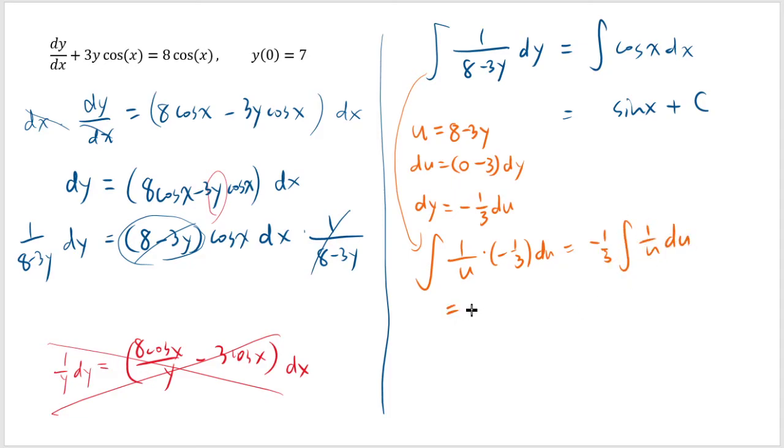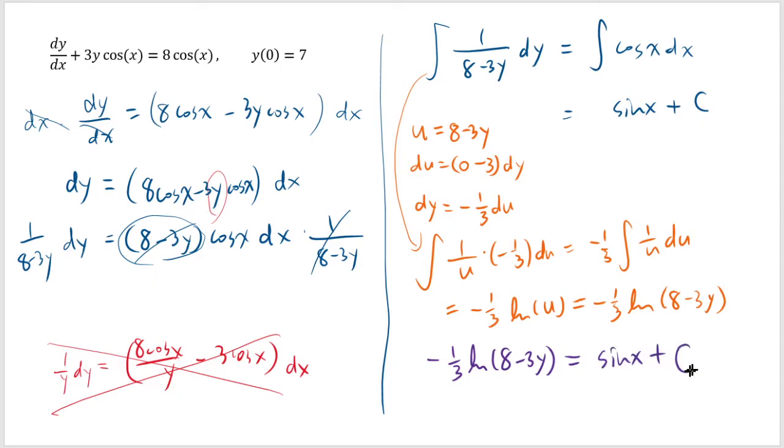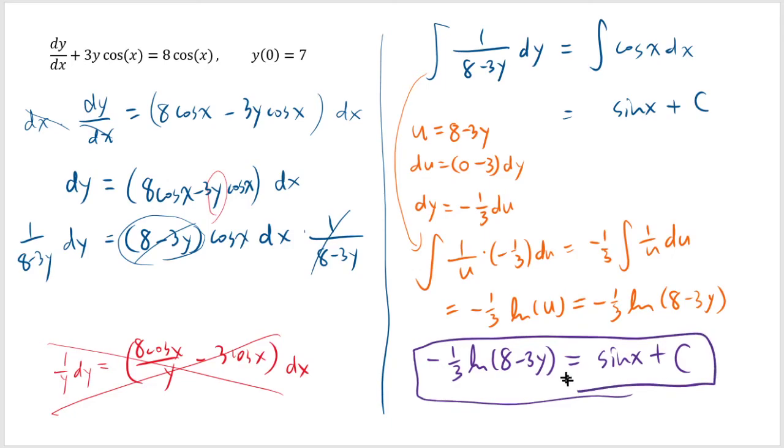And as I explained before, you can just write ln of u. You don't need to put absolute value. And that's ln of 8 minus 3y. Okay, so you put these two together, and the outcome of this calculation is that you have negative 1/3 ln 8 minus 3y equals sine of x plus c. Yeah, we're almost there. We're still not there because we first have to figure out the value of c, and on top of it we also have to solve this for y. So let's hang on. Let's see what we can do.